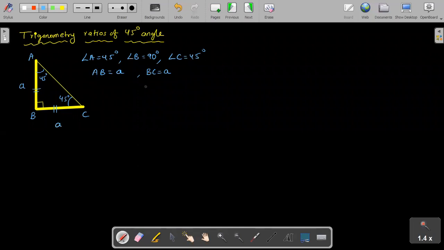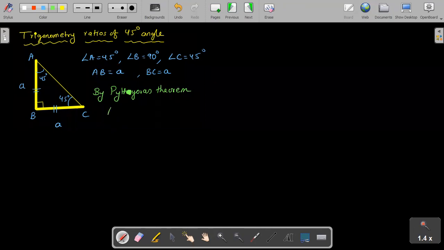Now I am going to tell you to use Pythagoras theorem and try to find the AC length. Can you do it now? You have AB as a and BC as a. Try to find the AC length. So 2a. Are you sure it is 2a? Yes, ma'am, because square will get cancelled.